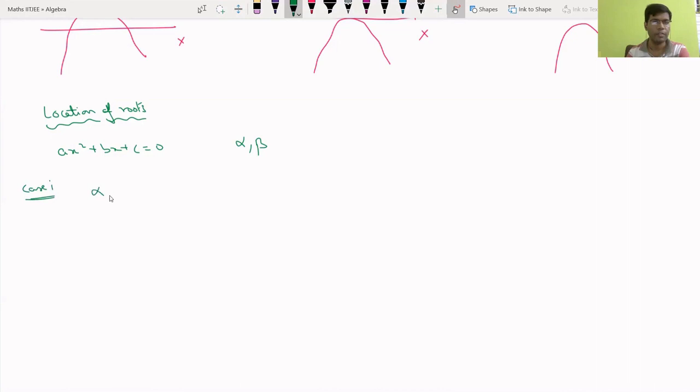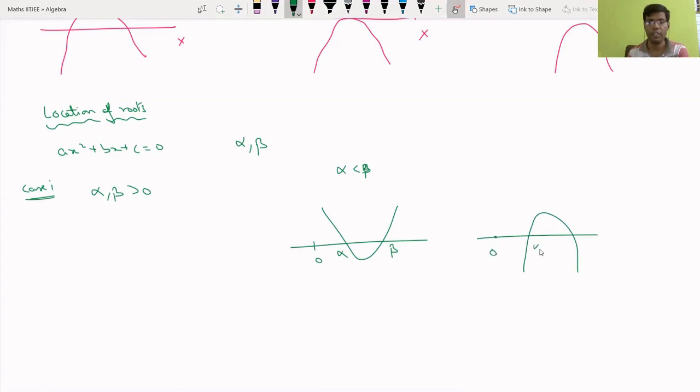So let's take the first case. Suppose we have alpha, beta, both positive. Here I'm assuming that alpha is less than beta. So alpha, beta, both are positive. That means I will have, say, this is my alpha, this is my beta. Both are positive, so my origin will be here and both are on the positive side. Otherwise, another option will be like this. My origin is here and this is beta.